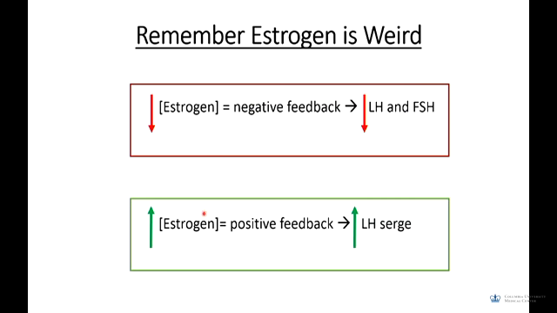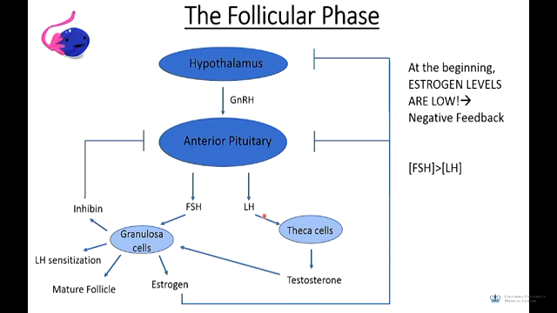And then when you're close to ovulation, and we'll talk about that a little bit later, you're going to get this surge. You'll get a high estrogen, and then it turns into positive feedback because you need that surge for ovulation. So our lovely chart again, we'll start with the follicular phase. We have the hypothalamus with the GnRH with the AP. Here, FSH is acting on the granulosa cells and LH on the theca cells. At the beginning of the follicular phase, the estrogen levels are low, and you have negative feedback. That means your FSH is going to be greater than LH.